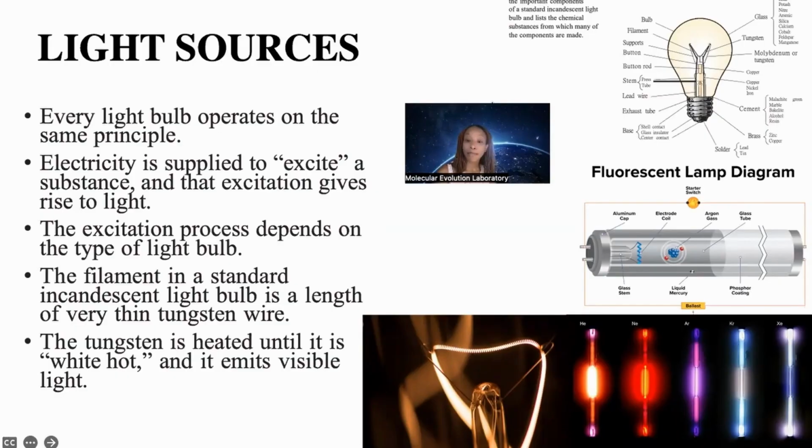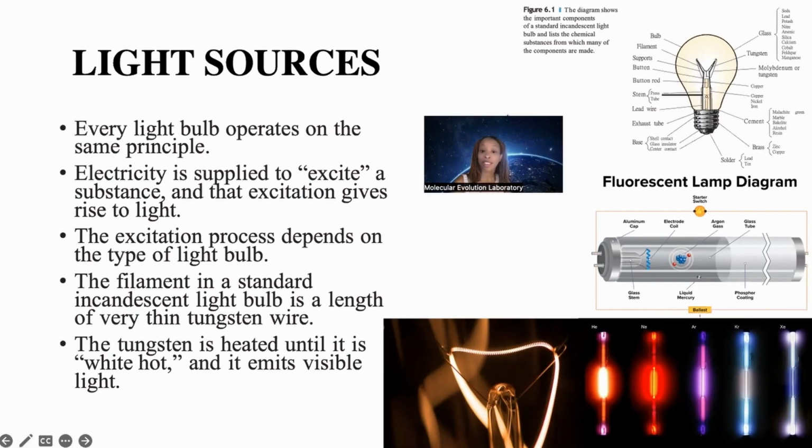So as we've mentioned before, you have various sources of light. Every light bulb operates on the same principle. Electricity is supplied to excite a substance, and that excitation gives rise to light. So the excitation process depends on the type of bulb.